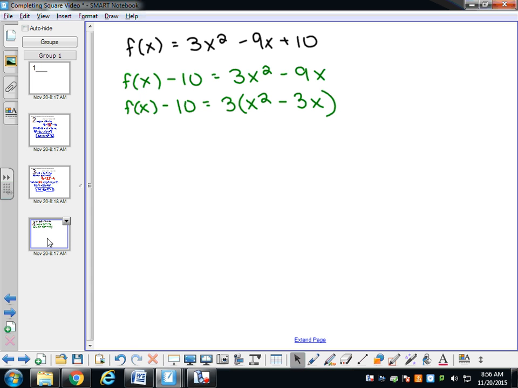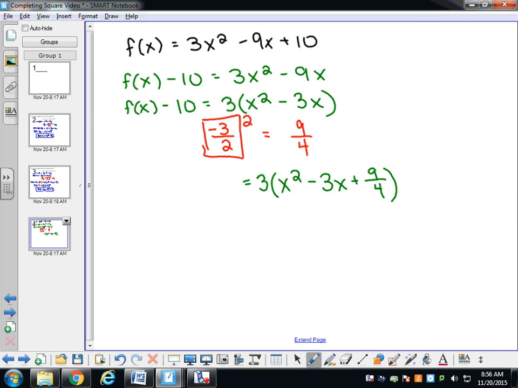Now take that number, negative 3, divide it by 2. Put that in your box, square it, I get 9/4. Remember, when you square a fraction, you square the numerator and square the denominator. Now when we add it to the right-hand side, it's x squared minus 3x plus 9/4. When I add it to the left-hand side, I have to remember to multiply that by 3. That's plus 3 times 9/4.